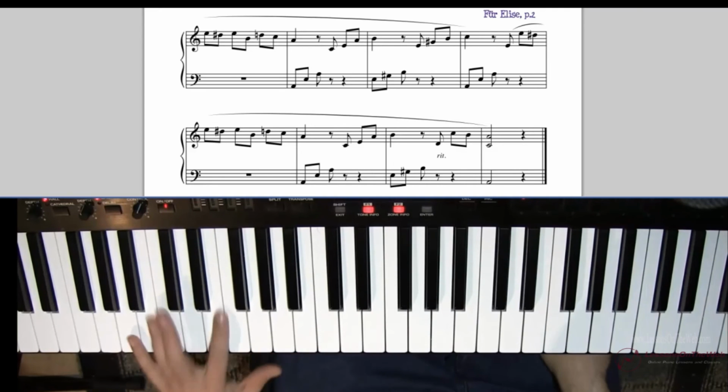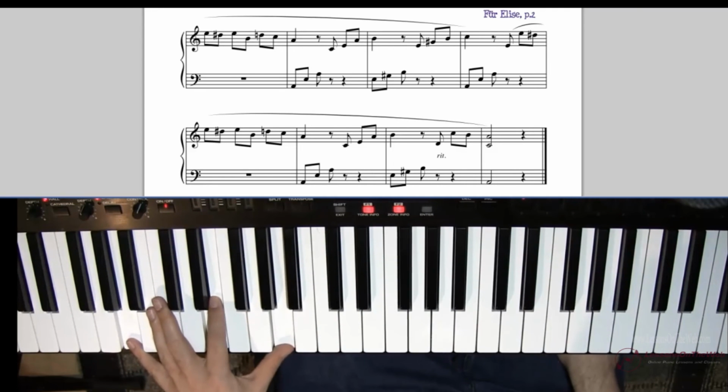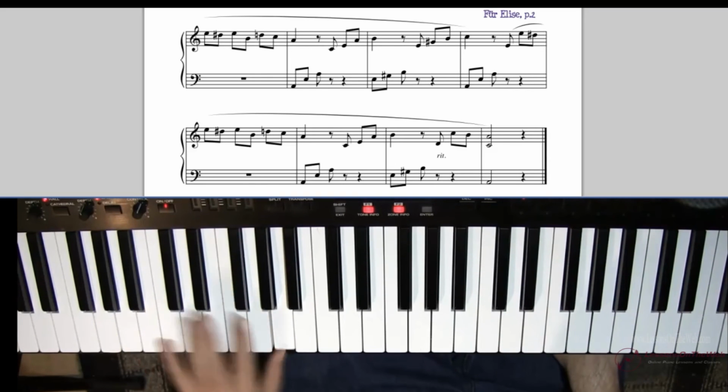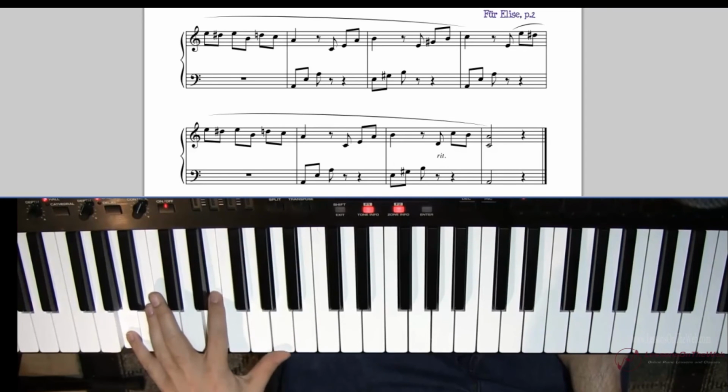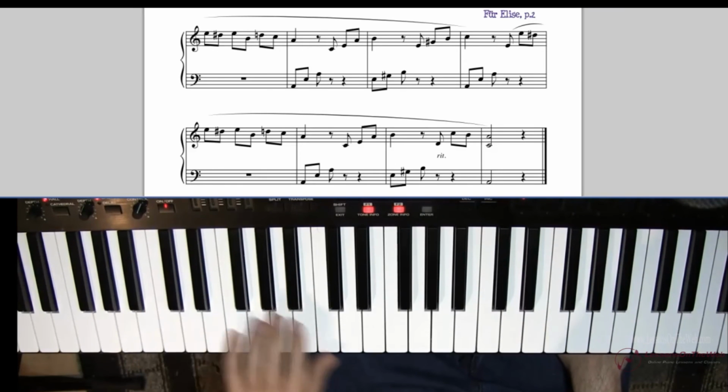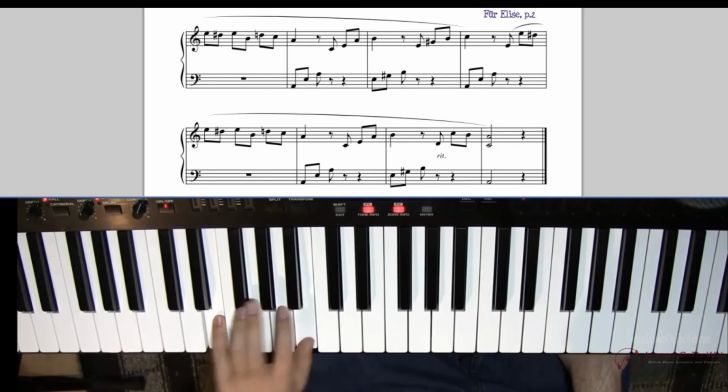So here's the left hand of the last 2 lines. You've got A, E, A. Obviously the first measure you don't have anything because you have a whole rest. And then you have E, G sharp, B. And you go back down to A, E, A. And then you have a whole rest. You've got A, E, A, E, G sharp, B, and you've got A with 5.